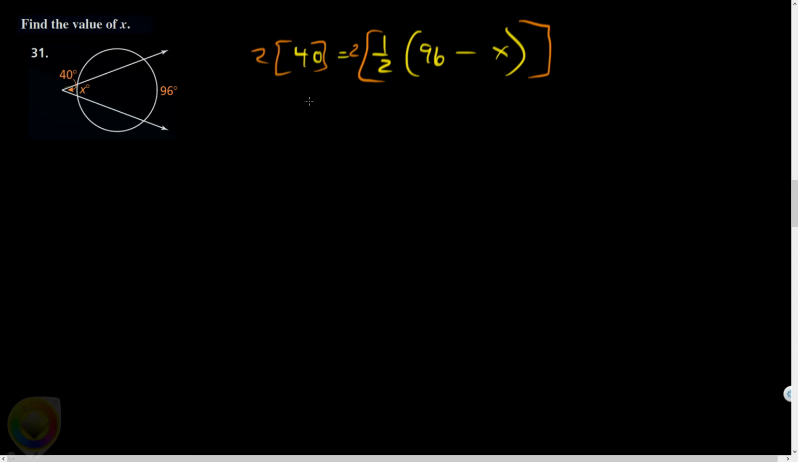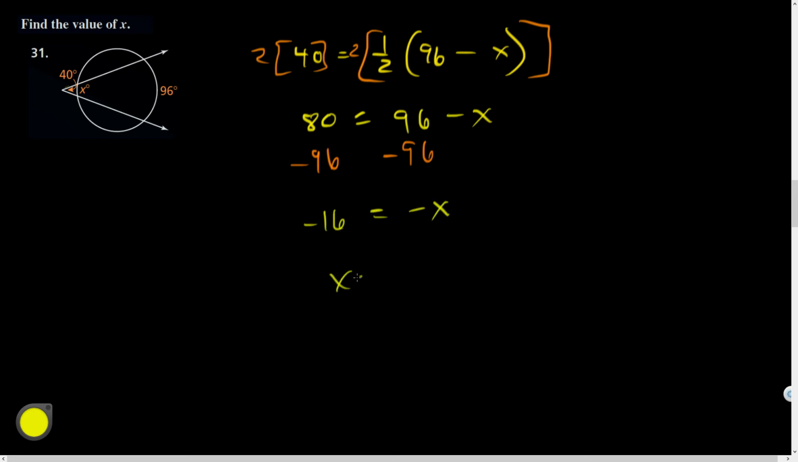Double. So I'm gonna get 80. That's the easiest way to kill the fraction, but you could distribute the half as well. I get pretty violent with fractions. But you would also half the negative x, and then you'd have a negative half x. You'd still end up having to multiply by -2 in the end. It doesn't matter. So -16 equals the opposite of x, therefore x equals 16. Done.